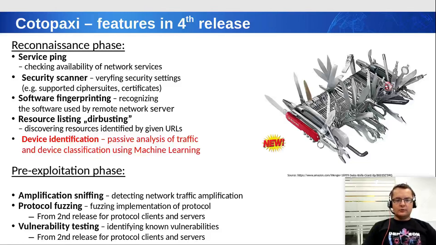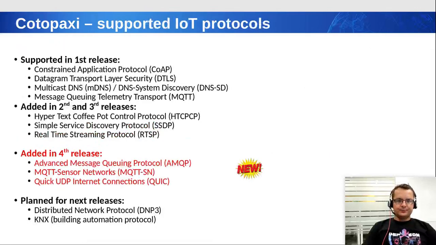And the new tool for device identification that passively analyzes traffic and classifies devices using machine learning. In the pre-exploitation phase, there are the amplification sniffer for detecting traffic amplifiers, the protocol fuzzer in two versions for testing clients and servers, and the known vulnerability tester also in two versions.